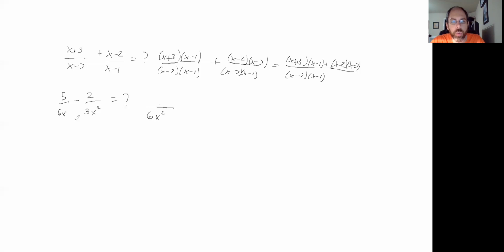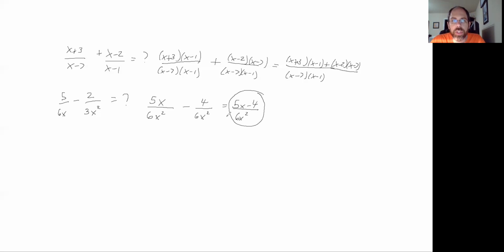So for my first fraction, what do I have to do to multiply this in order to get this? I just need to multiply times x in that case. But if I multiply this times x, I must also multiply my 5 times x. For my second fraction, what do I need to multiply this by to get 6x squared? I just need to multiply times 2. But that means I also must multiply this by 2, which means I get 4. So I'll go ahead and write my fraction there, and then I can combine these two and get my answer right there.